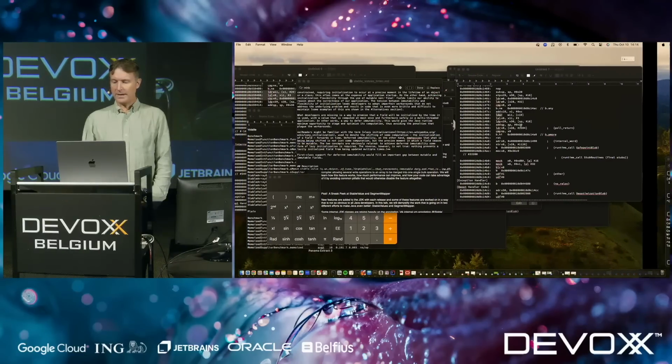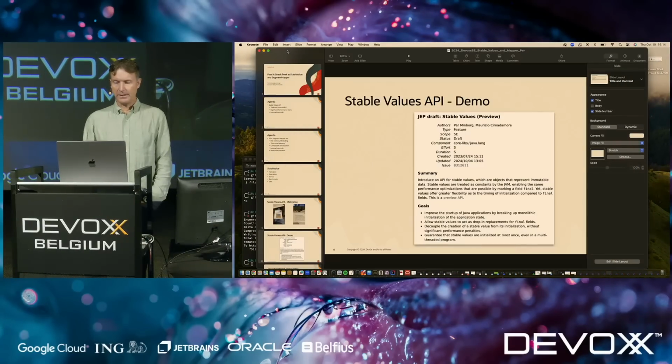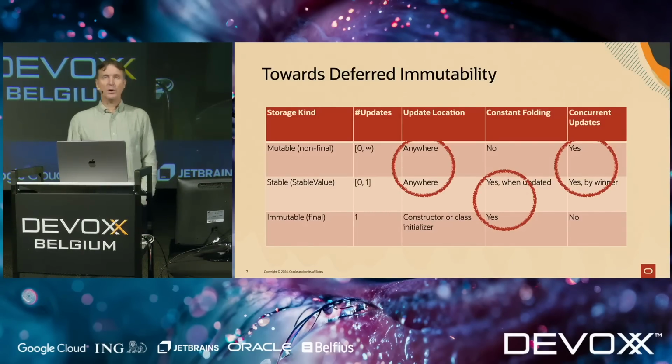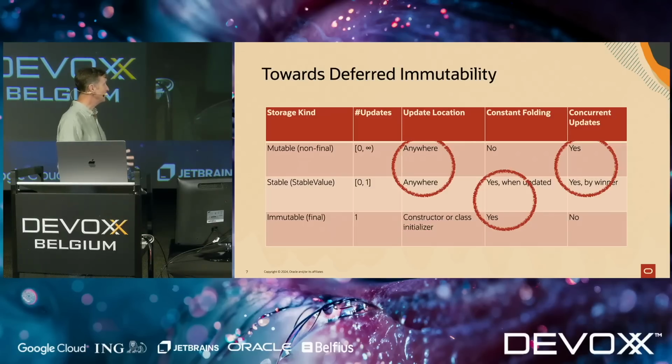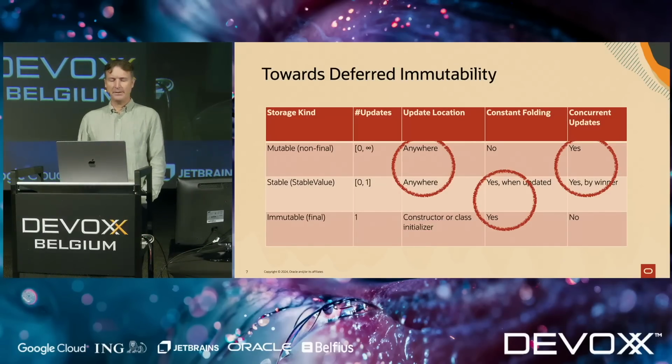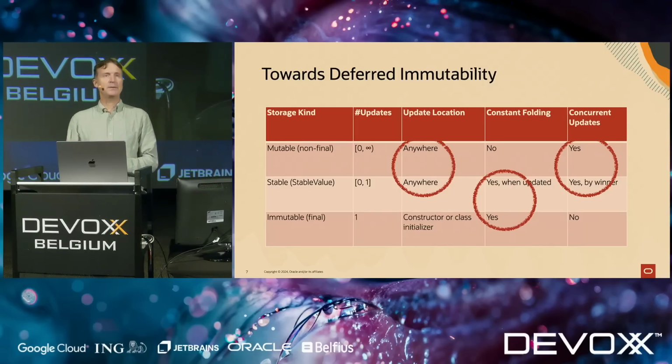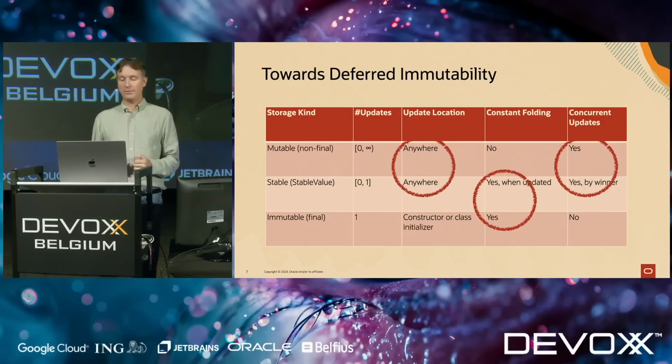So therefore, I will go back to my slides again. Let's see here. So if you only remember one thing from this presentation, this is what I want you to remember. So we have mutable fields, which you can update any number of times, 0 times or 1,000,000 times. You can update a mutable field from any location in your code. It doesn't provide constant folding because it can change at any time. And you can do concurrent updates. Of course, you have to be careful, but you can do it.